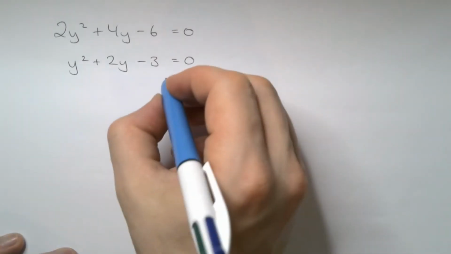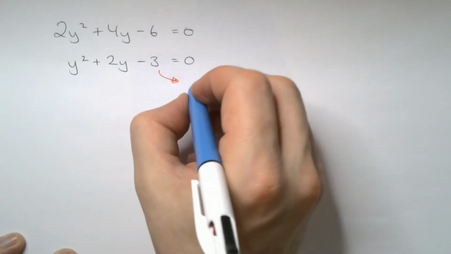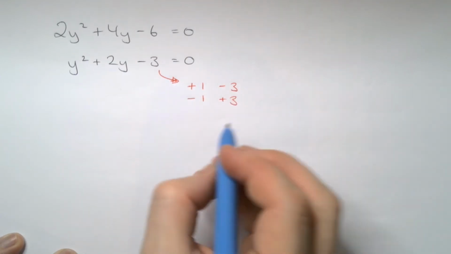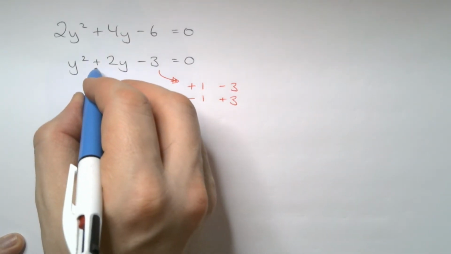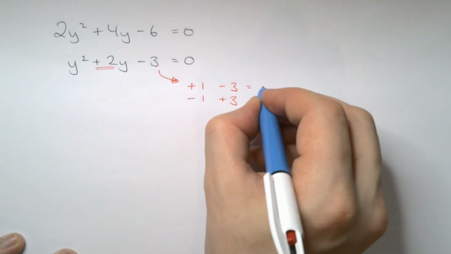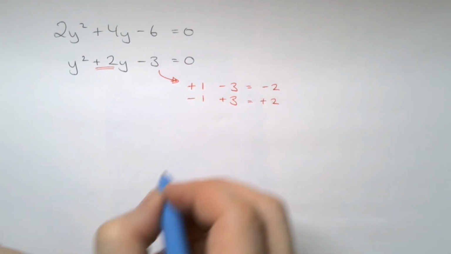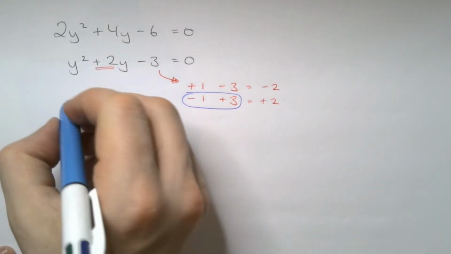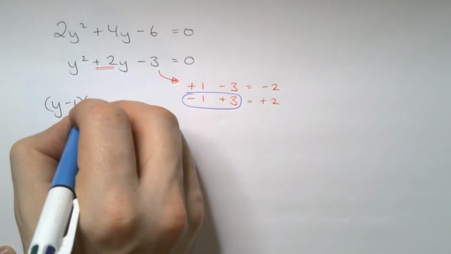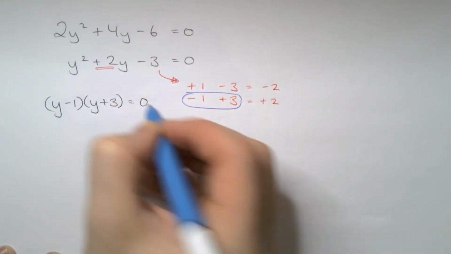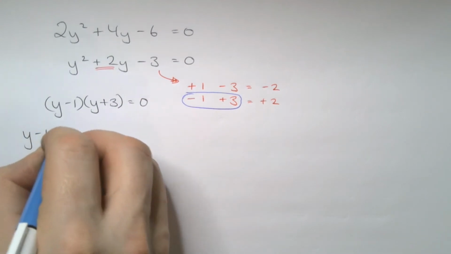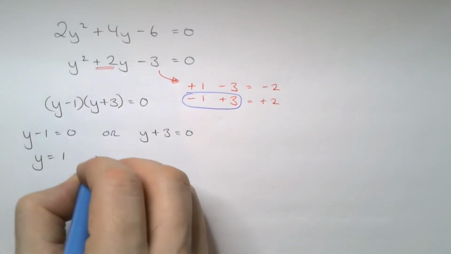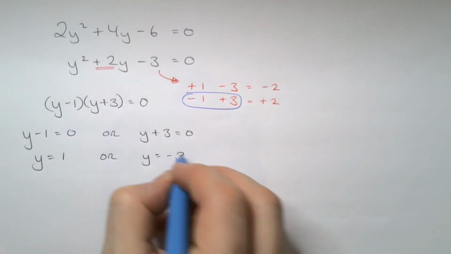And then I look at the factors of minus 3. So my factor choices are I could have 1 and minus 3, or I could have minus 1 and plus 3. And I say which of them add to give me positive 2. So these two add together to give me minus 2, these two add together to give me positive 2. So these are the two that I want to use. So it's y minus 1 times y plus 3 equals 0. That means y minus 1 equals 0, or y plus 3 equals 0. So y is equal to 1, or y is equal to negative 3.